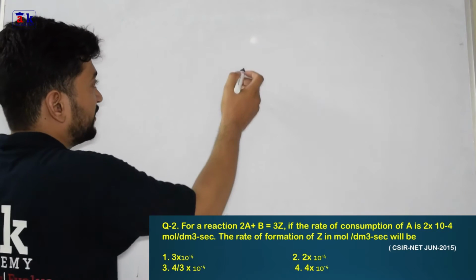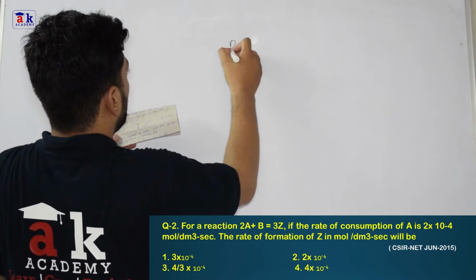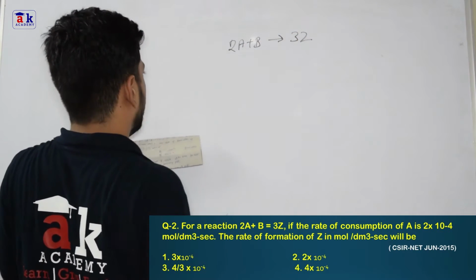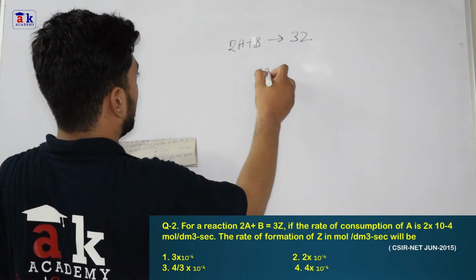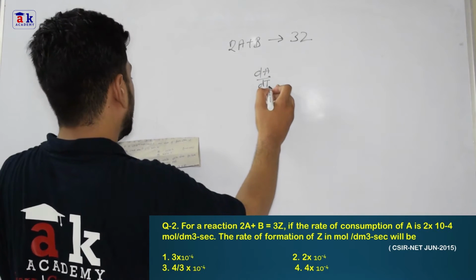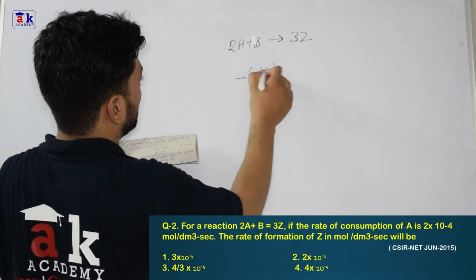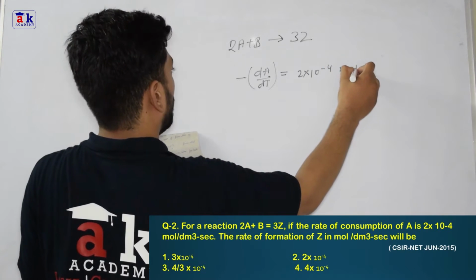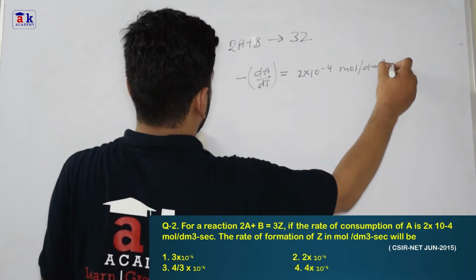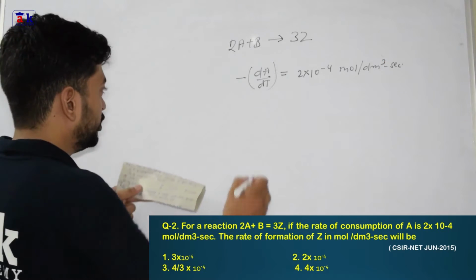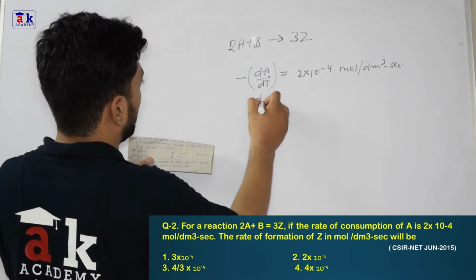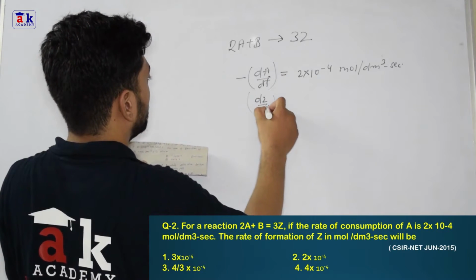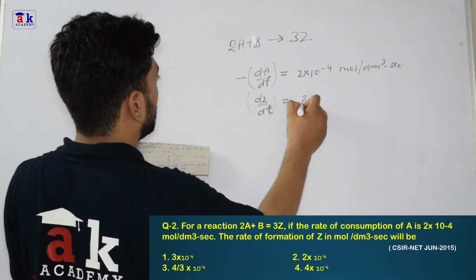So now first of all let's write the reaction, which is 2A plus B is equal to 3Z, right? And you have been given the rate of consumption of A, which is minus dA by dt. You have been given this is 2 into 10 raised to minus 4 mole per dm cube per second, right? And you have to find out dZ by dt.